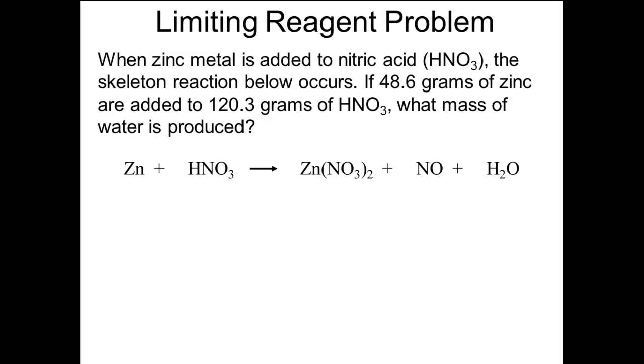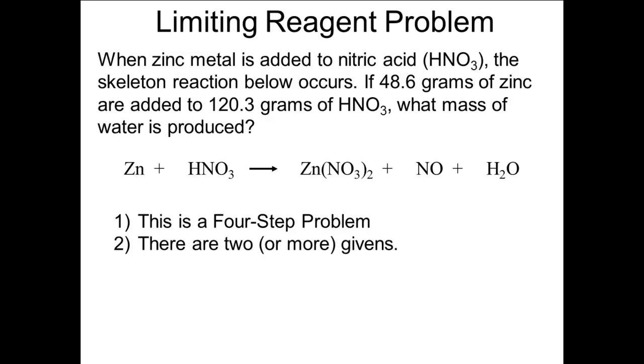The first question is, what kind of problem is it? We have a chemical reaction, and we are trying to relate the substances in the chemical reaction to each other. So it is a 4-step problem. What is different about this problem from a normal 4-step problem? The answer is that I have 2 givens rather than just 1. These are the 2 things that make a problem a limiting reagent problem. 1, we have a 4-step problem, and 2, we have 2 or more givens.